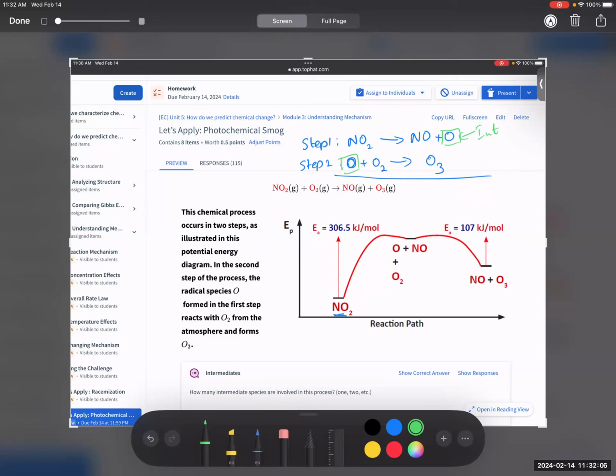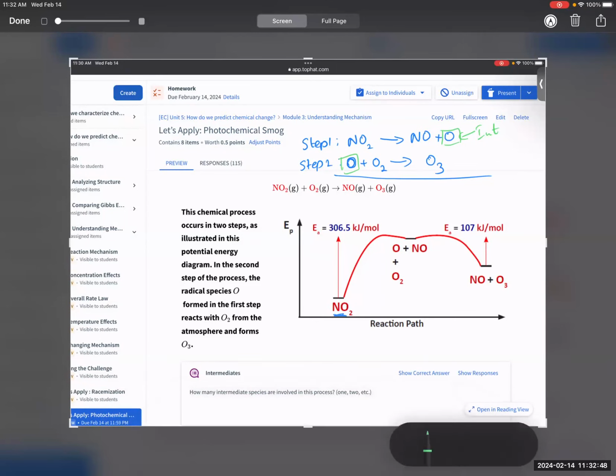So in the end, if we add the left-hand side, we have NO2 plus O2 on the left-hand side of the arrow. On the right-hand side, we have NO plus O3, which is our balanced chemical reaction that is given to us here. That is a sanity check more than anything to rewrite the overall reaction. But there's only one intermediate, the O atom, so we're going to select that as the answer.